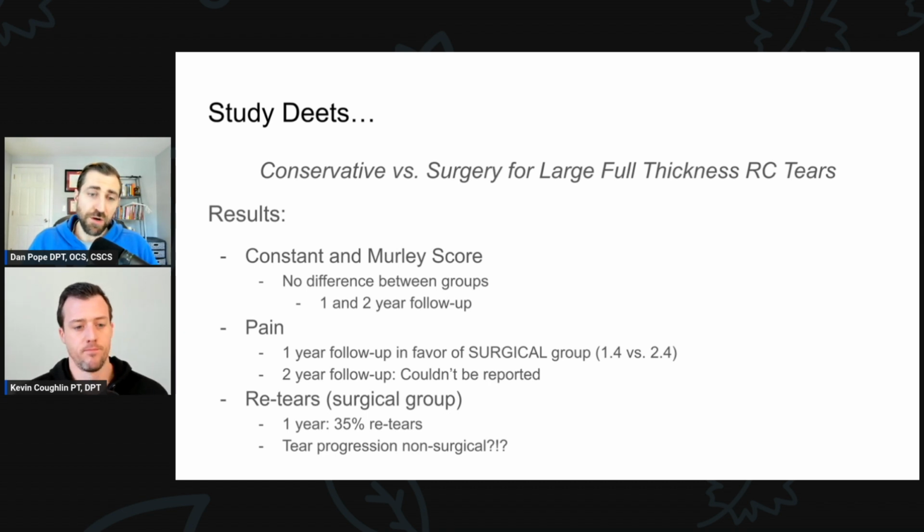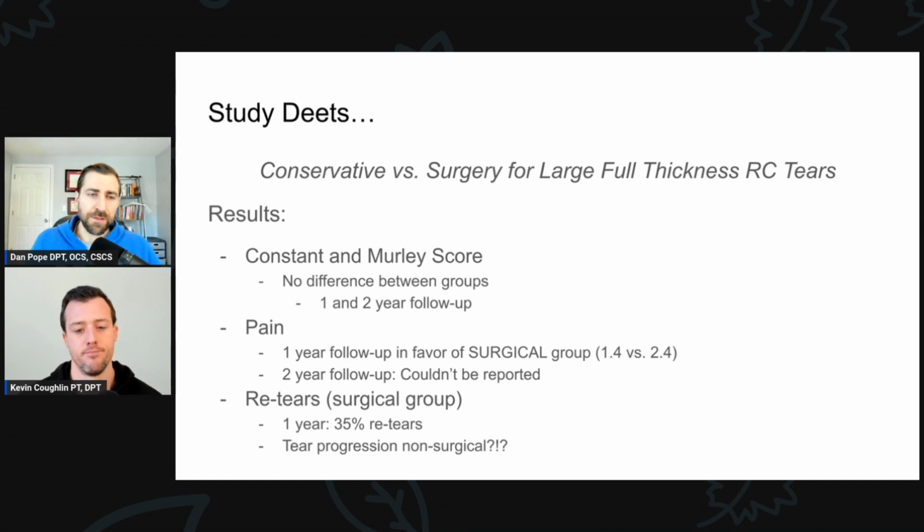And at the 2 year follow up, they said they couldn't report on pain. I don't remember exactly why in the study. I just remember taking some notes, and they weren't able to compare pain at the 2 year mark. So still a bit of a question mark. The next thing they reported on was re-tears. And at the 1 year mark, 35% of patients had a re-tear, right?